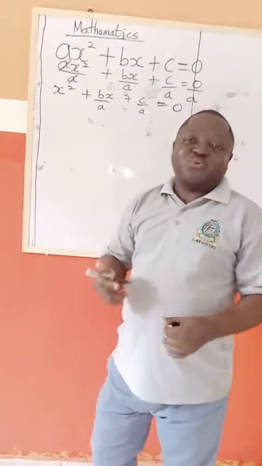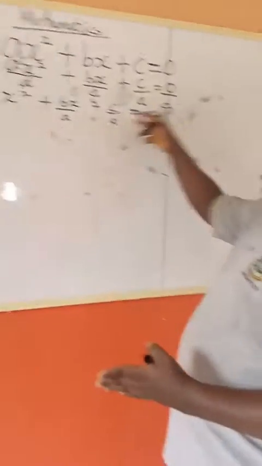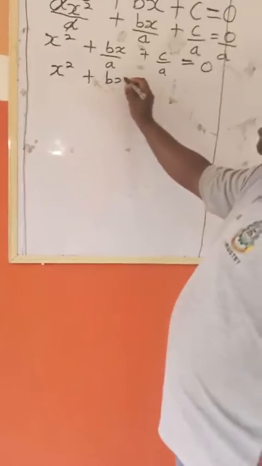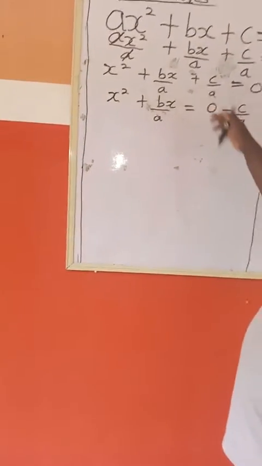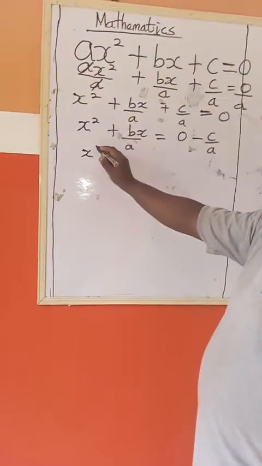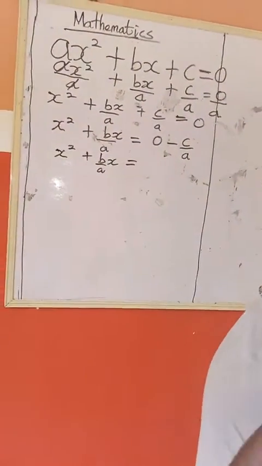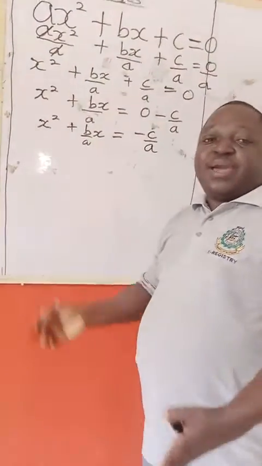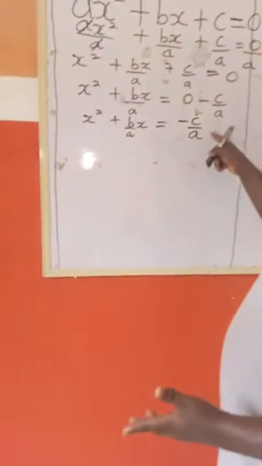Then the next step is to collect like terms. So let x squared and x stay together, then c over a should come and meet 0 here. Then this equation becomes x squared plus bx over a is equal to 0 minus c over a. So if c over a should come to this side, the sign will change from plus to minus. Then this is the same thing as x squared plus b over a x is equal to 0 minus c over a, which is still minus c over a. It's like 0 minus 2, the answer is still minus 2. 0 minus 5, the answer is minus 5. So 0 minus c over a is minus c over a.